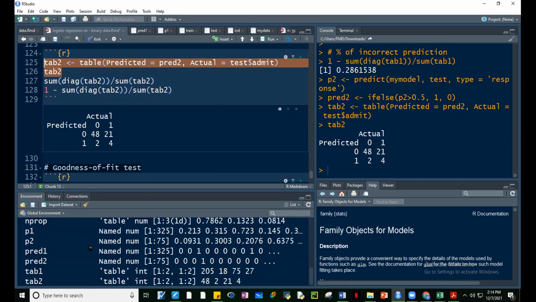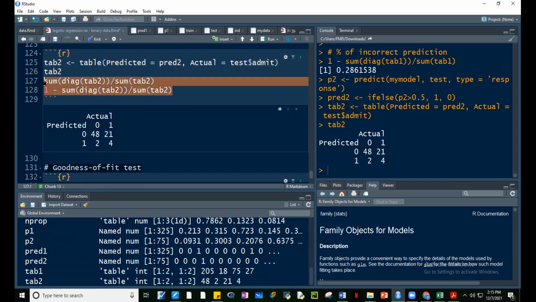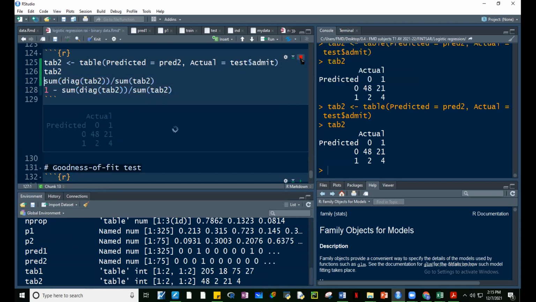Remember, 75 lang yung elements ni test. So correctly predicted yung 48 plus 4. Okay? So dito siya maraming mali, no? Predict niya na hindi ma-admit, pero na-admit in 21. Okay? Dito sa predicted niya na ma-admit pero hindi na-admit, 2 lang yung error. Dito siya malaking nagkamali sa 21 na to. And let's once again compute, pagsama-samahin natin ito lahat.